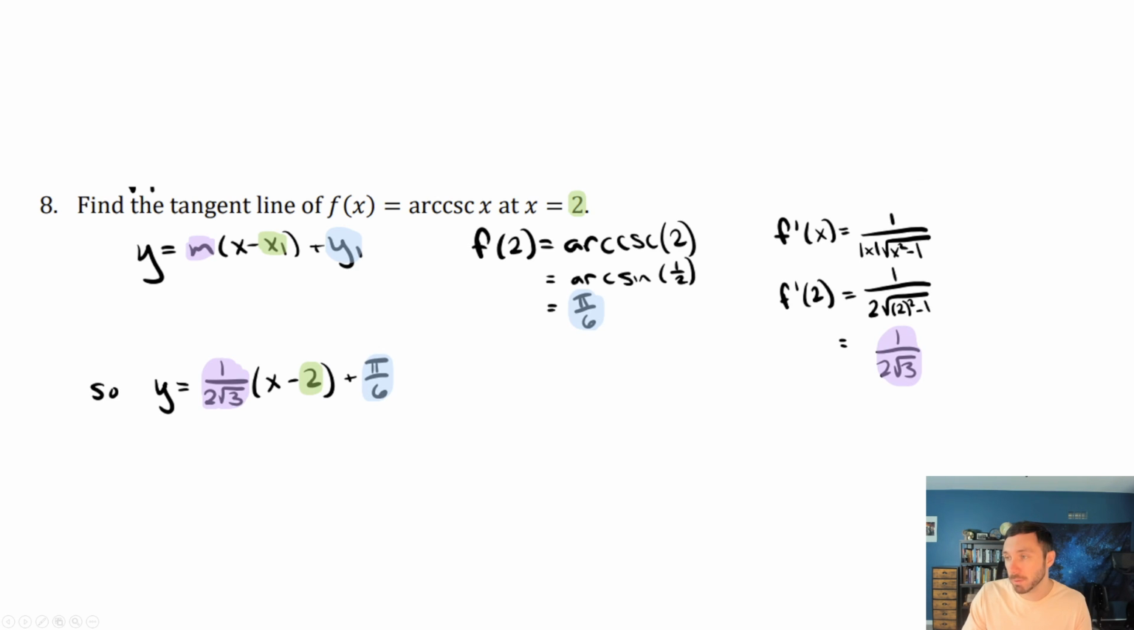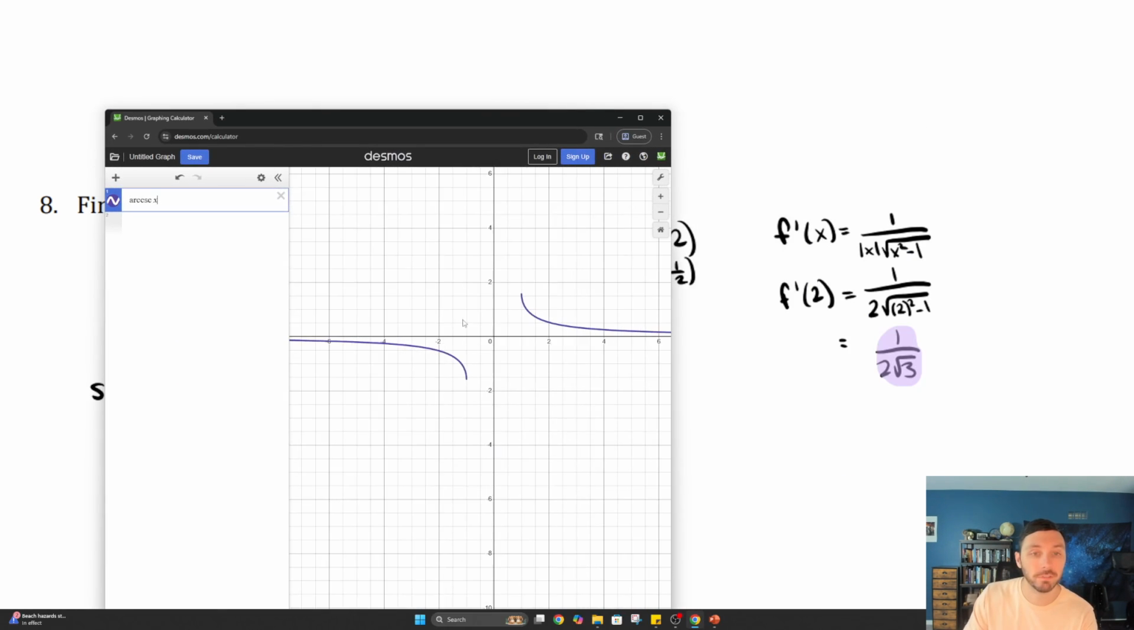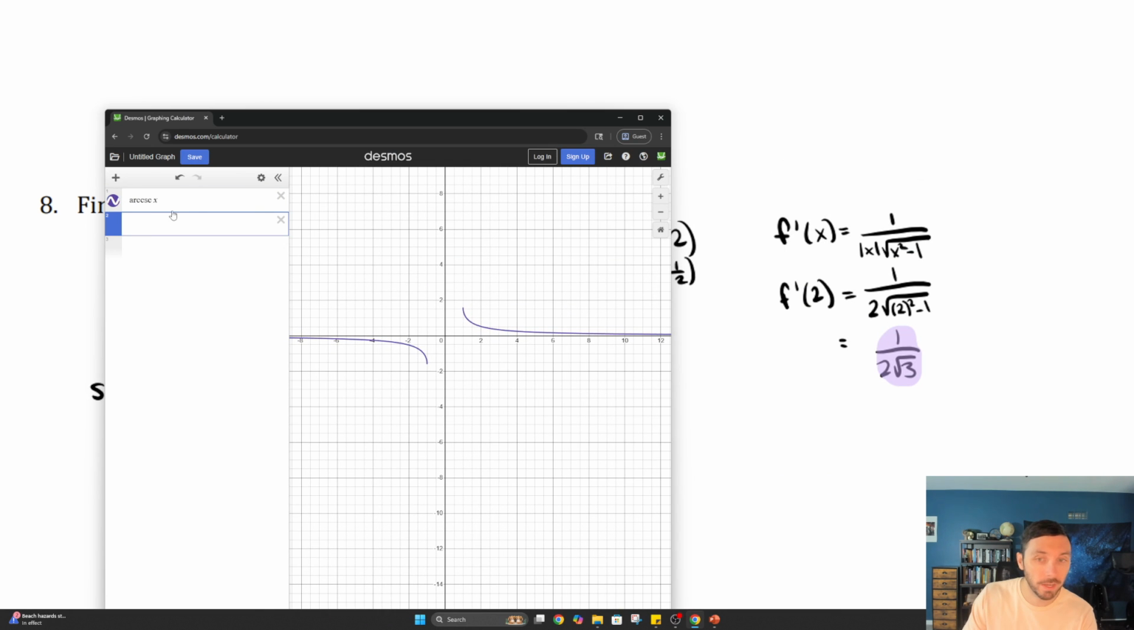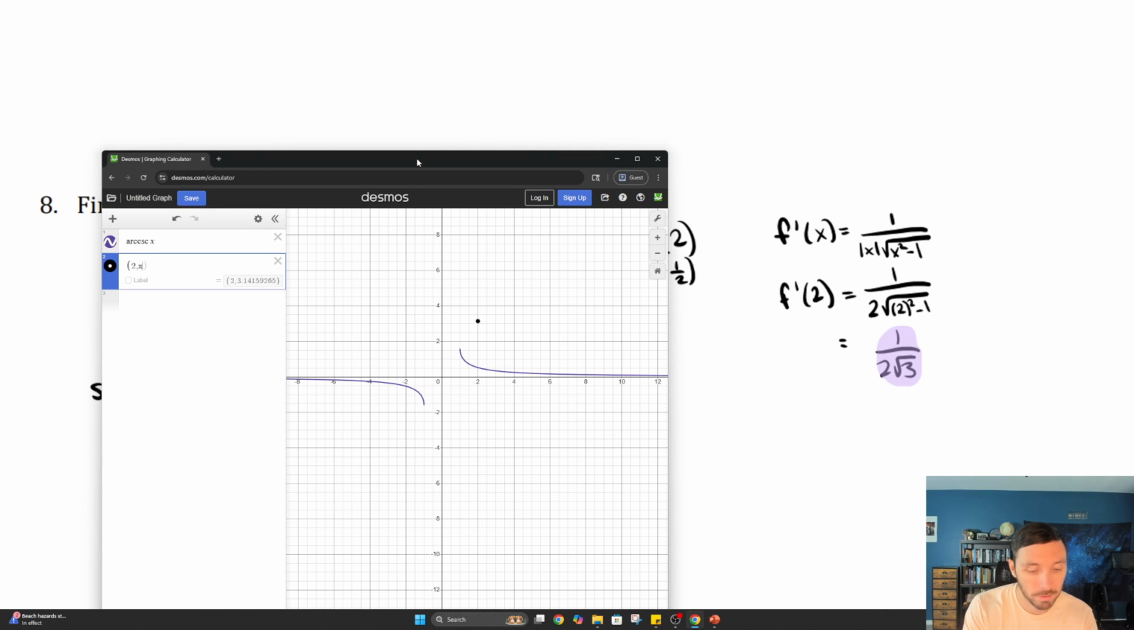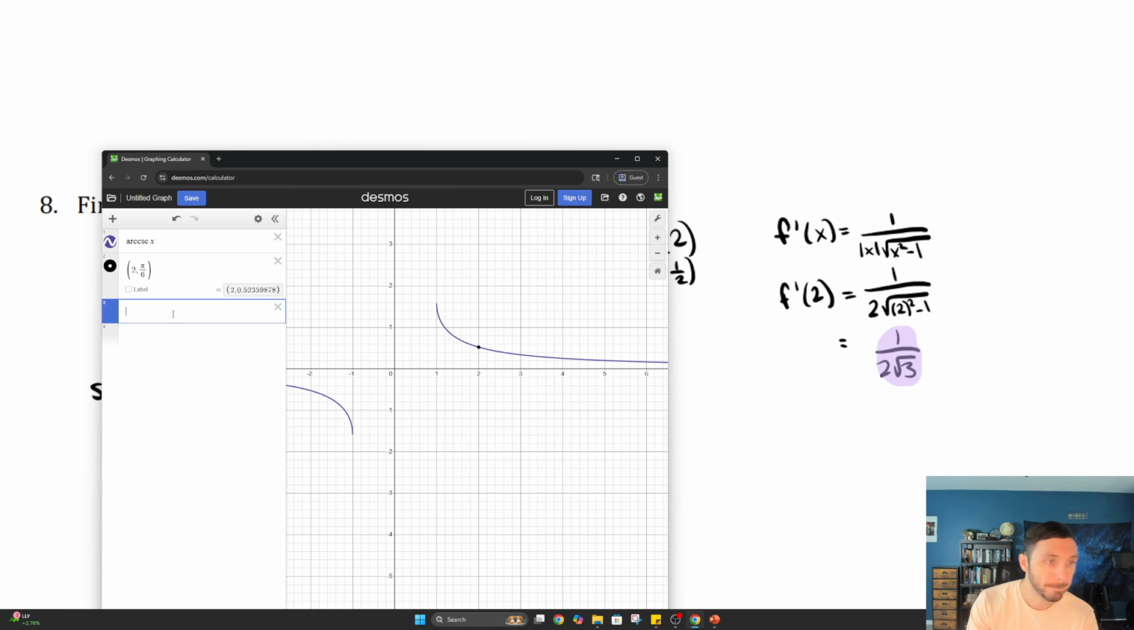That's it for you. I just want to graph it because why not? We can learn off of it. So if I graph arc cosecant of x, that is a fun looking function. It looks like that. And if I want to find the point 2 comma, whatever the output is, pi over 6, here it is. So I'm just finding the slope at this moment. Not too bad. Y is equal to, here's the slope at that moment, 2 square root 3. And then just plug it into point slope. X minus 2, and then plus that pi over 6.